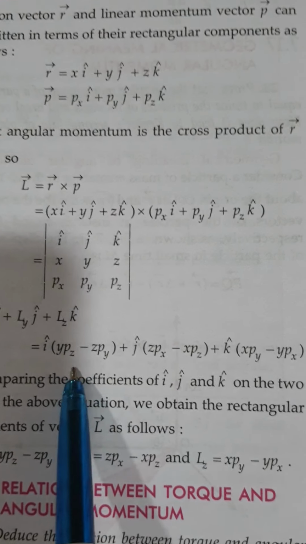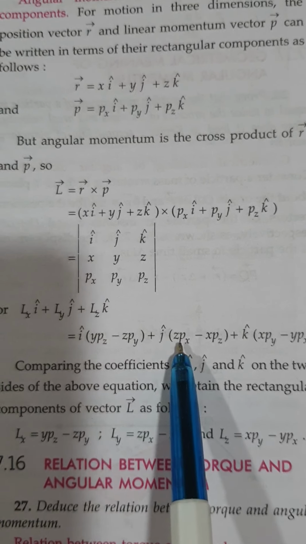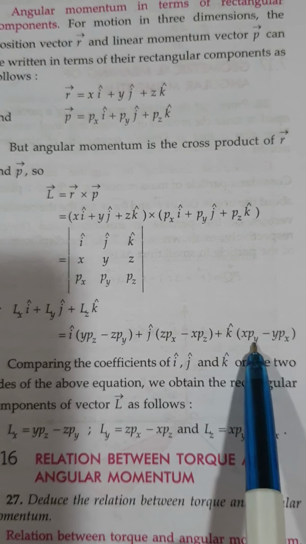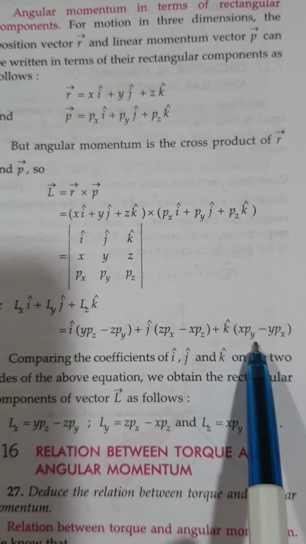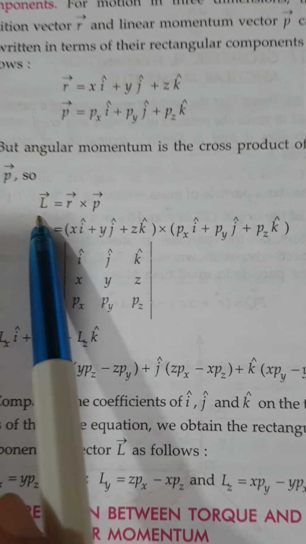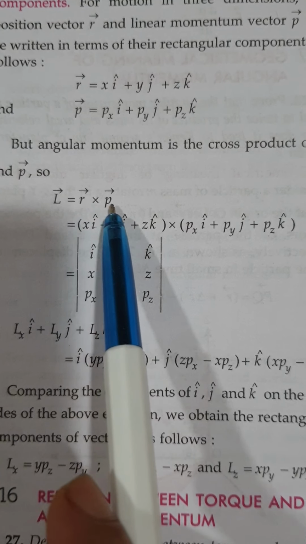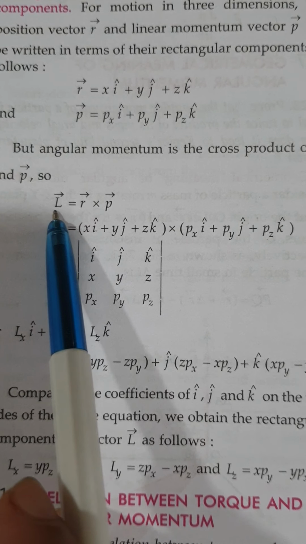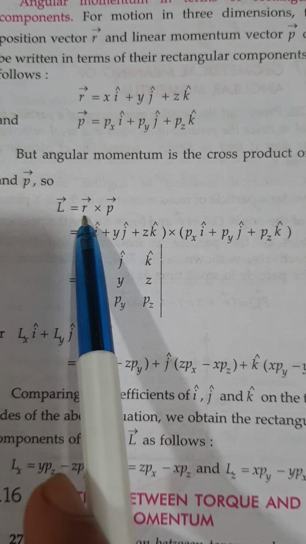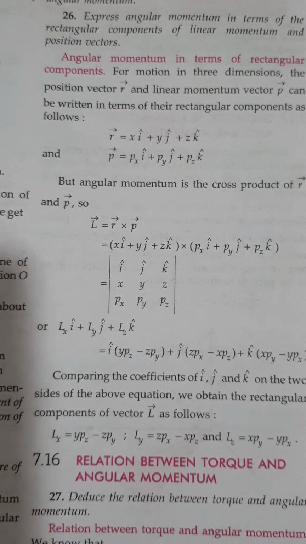So this is my Lx, y pz minus z py. This will be my Ly, that is the y component of angular momentum. This is my Lz, the z component of angular momentum. So always remember the relation between linear momentum and angular momentum. L is equal to r cross p. L angular momentum, r position vector, p linear momentum. I hope it is clear.